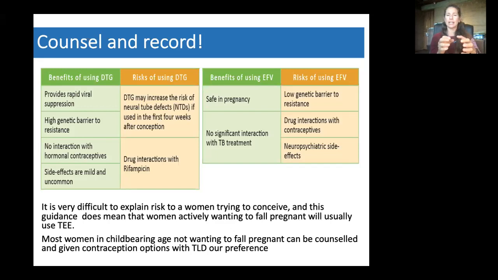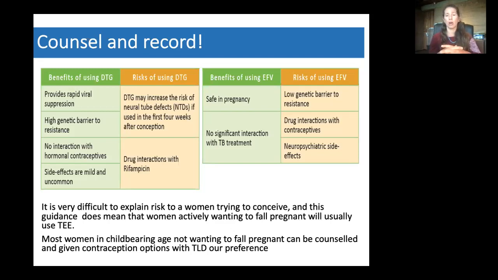So this is an interesting dilemma that we face every time we have to counsel women who we're going to start. In certain scenarios, like with MDR-TB, efavirenz interacts with bedaquiline, so we don't like using efavirenz. And we tend to ask our women to not fall pregnant while they're on the MDR-TB treatment, which is not advised anyway. We recommend contraception, and we basically always use a Dolly Tag-based regimen.